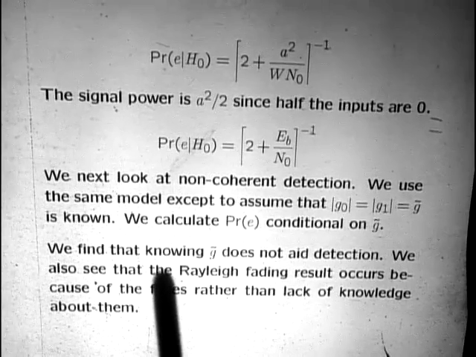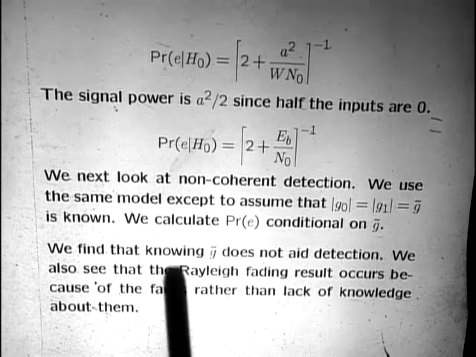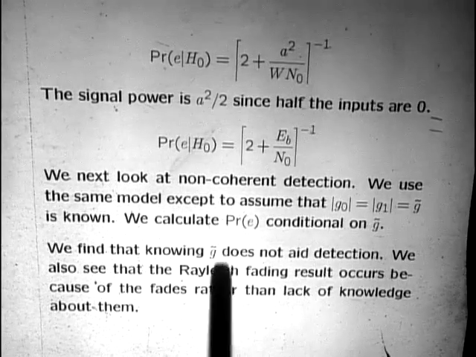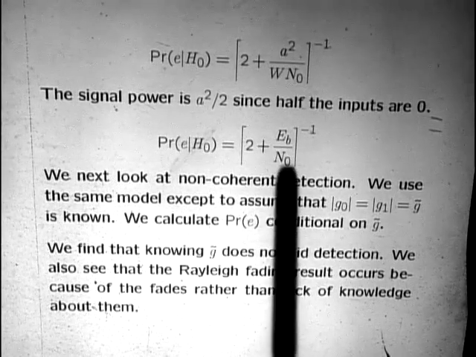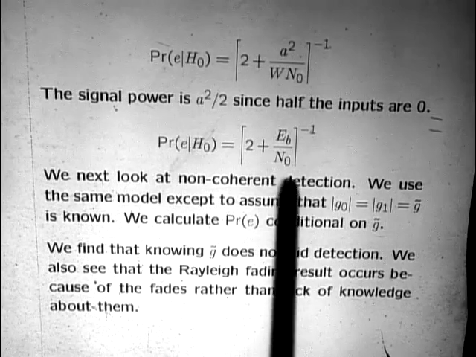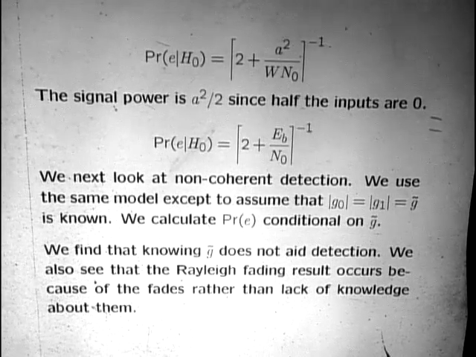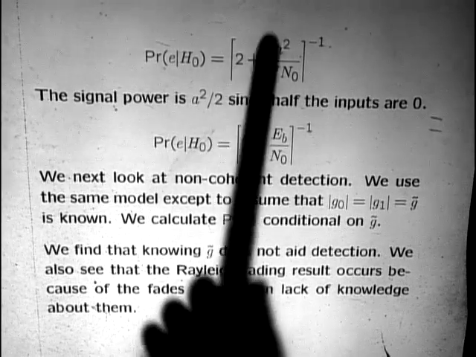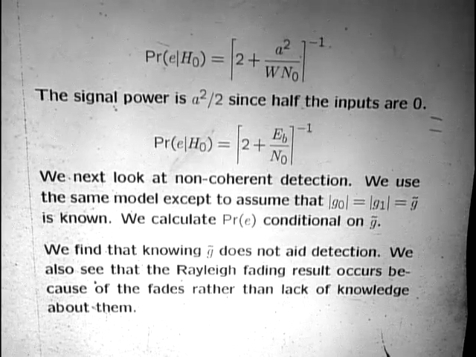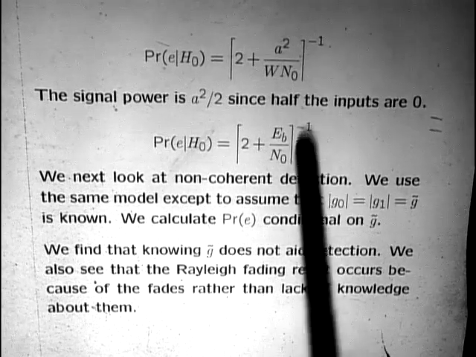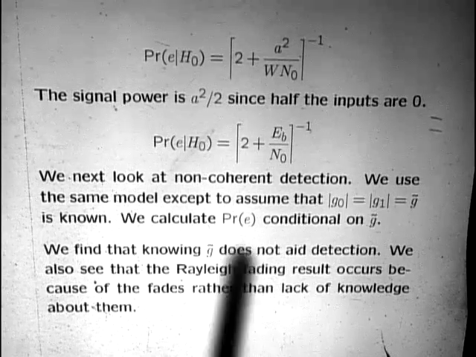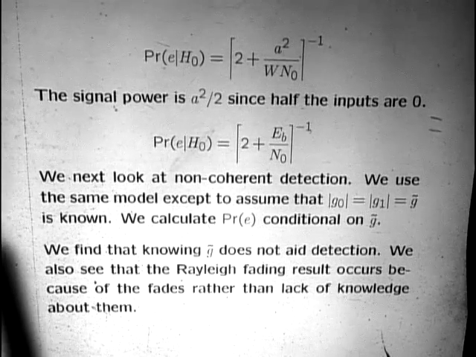Now the signal power, as we said before, is A squared over 2, since half the inputs are 0, so we can put twice as much energy into the ones that are non-zero. Therefore, when you put this in terms of the average signal energy that you're sending, what we get is Eb over N0. So that again says exactly the same thing that this does. It's worthwhile keeping both of these notions around because we have done something kind of peculiar here.